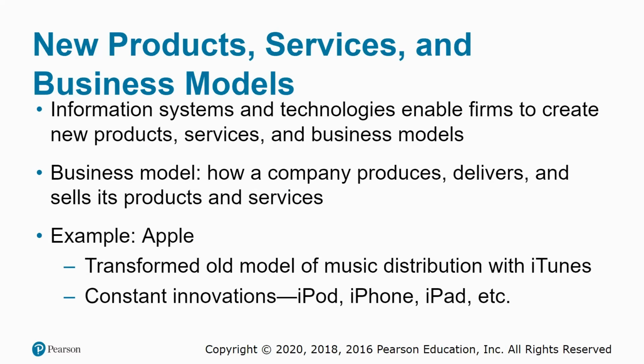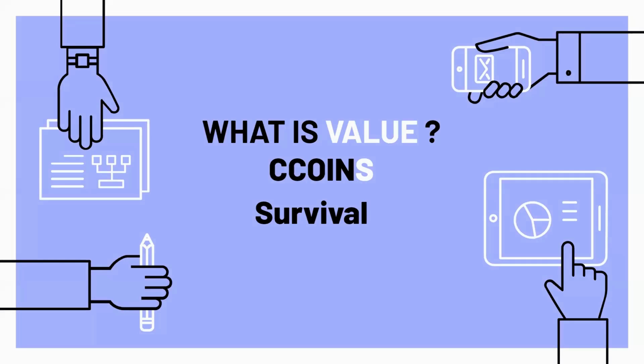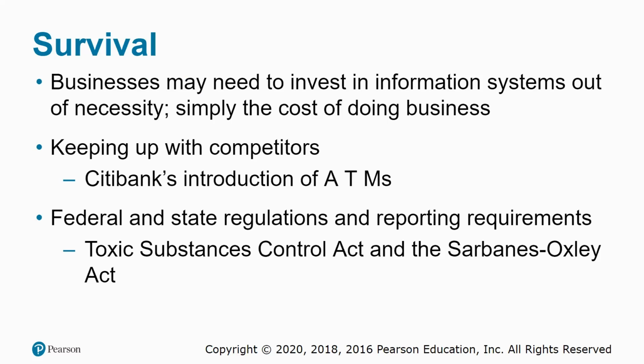So with information systems, you're able to come up with new ways to serve your customers. You're able to find out what their needs are. And based on the needs, you might be able to find a product or service that meets that need if it's in your niche. Survival. Businesses, like I said earlier, exist to make profits, but they must be able to compete and survive. They might need to invest in several things, including an information system, simply for the cost of doing business.